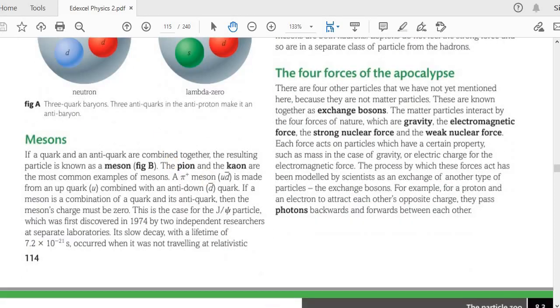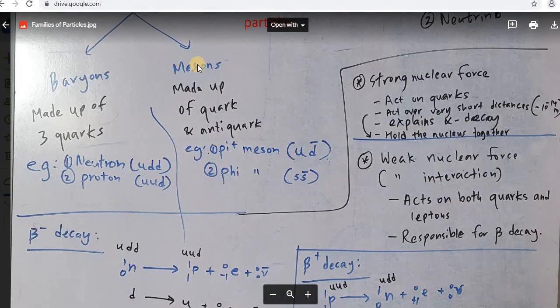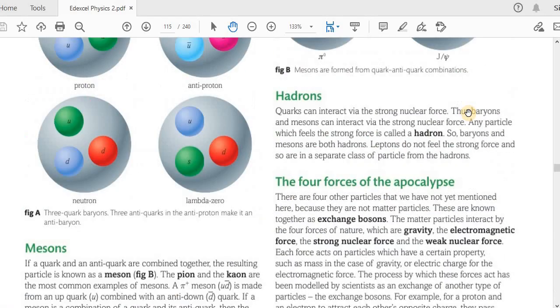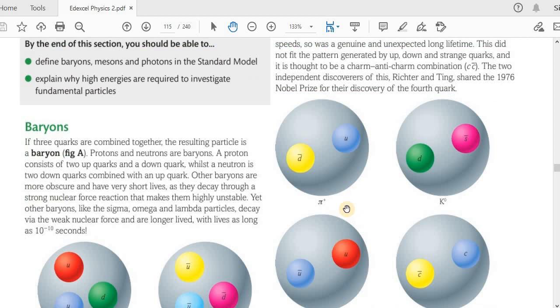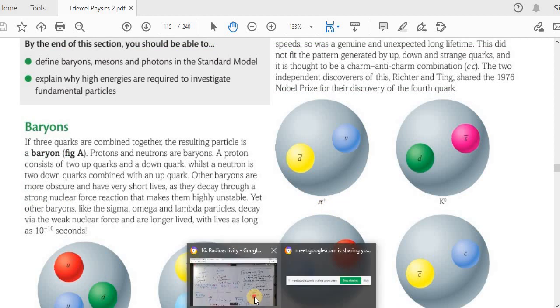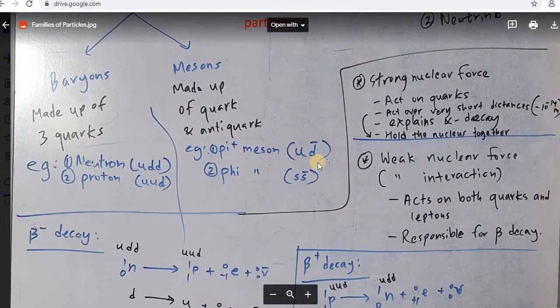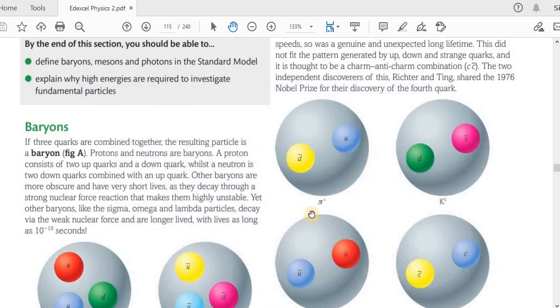Now let's see mesons. Again, if you look at the notes here, mesons are made up of a quark and an antiquark. These are examples of mesons. Now here also you have examples of mesons. See, pi plus meson, what we saw in the notes here. Pi plus meson is made up of an up quark and an anti-down quark. See, up quark and an anti-down quark.